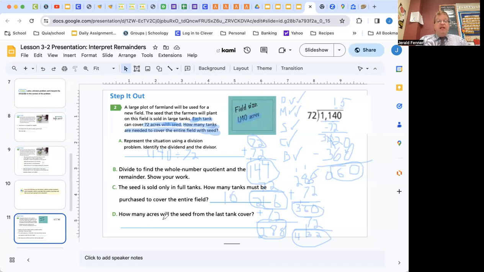So it says, how many acres will the seed from the last tank cover? The seed from the last tank will cover 60 acres.